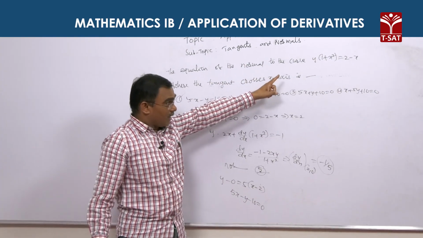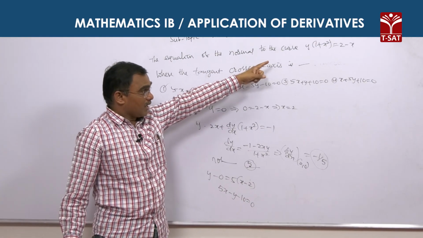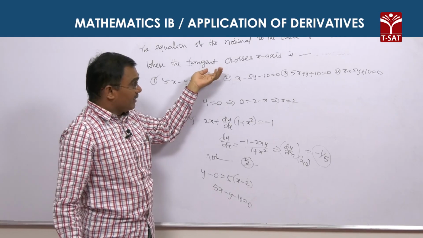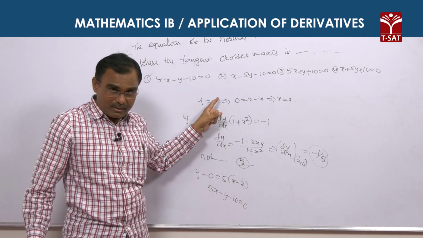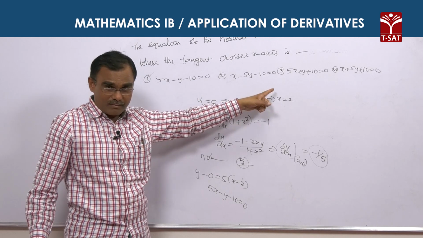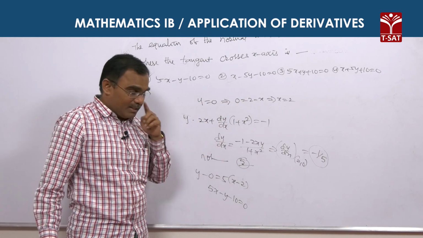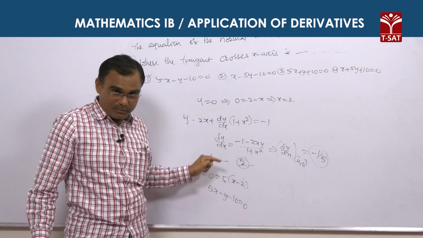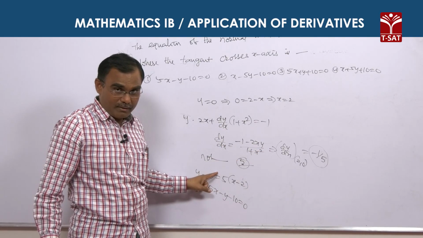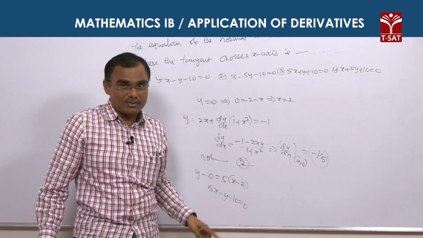So the curve crosses the x-axis means y = 0, and from that we get the point. Next, we find the slope of the tangent, dy/dx = -1/5. The slope of the normal, being perpendicular, is 5. So we get the normal equation as the result.